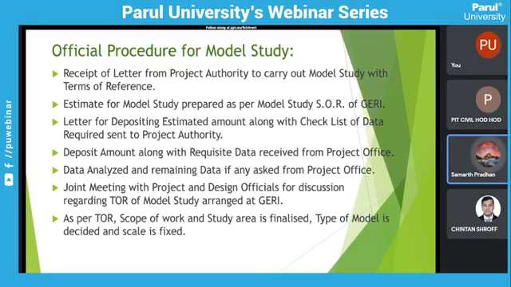Then after depositing the amount and receiving the data, we first analyze the data, and then we decide the problem, and on that basis we decide the scale and the size of the tray. So this is our procedure.